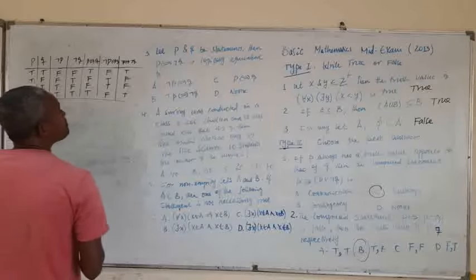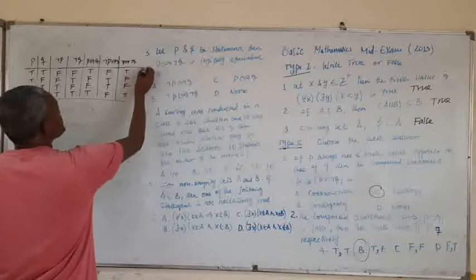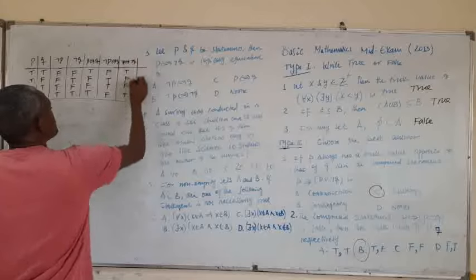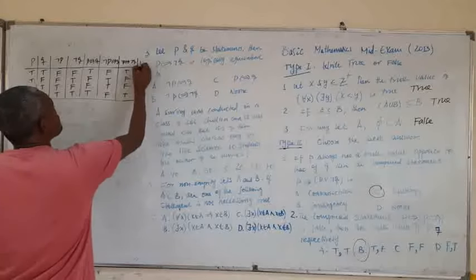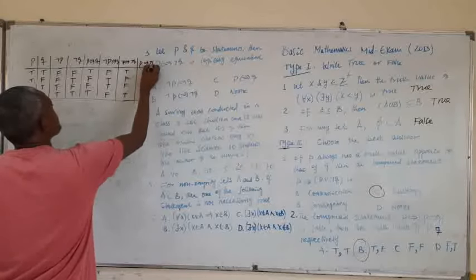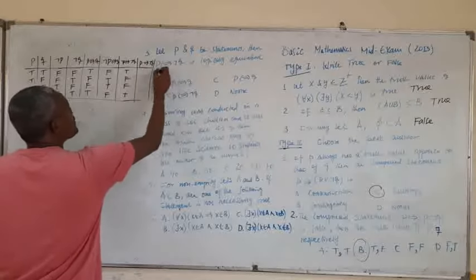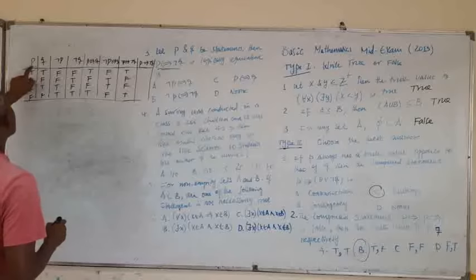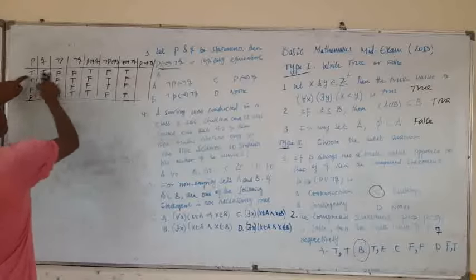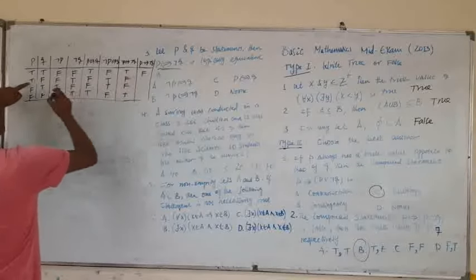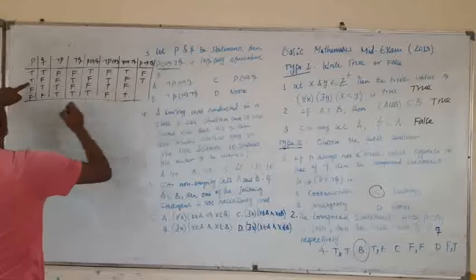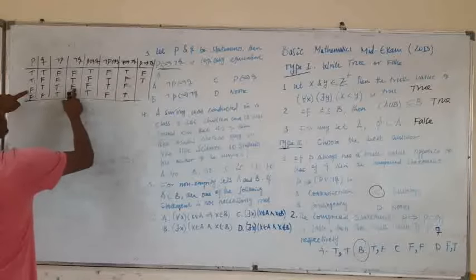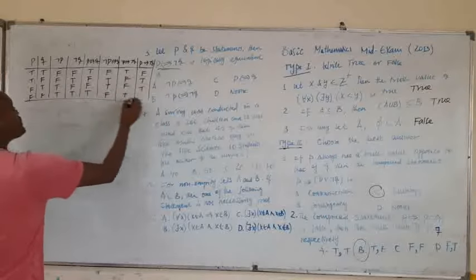And the last one is this statement, P implies negation of Q. So what will be P implies negation of Q? True implies false, it's false. True implies true, it's true. And false implies false, it's true. And false implies true, it's true.